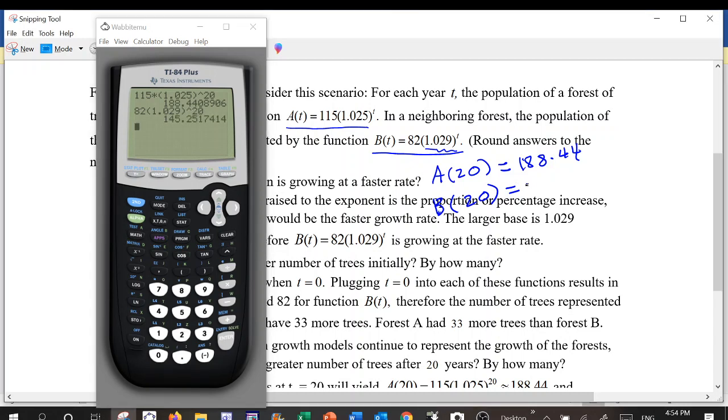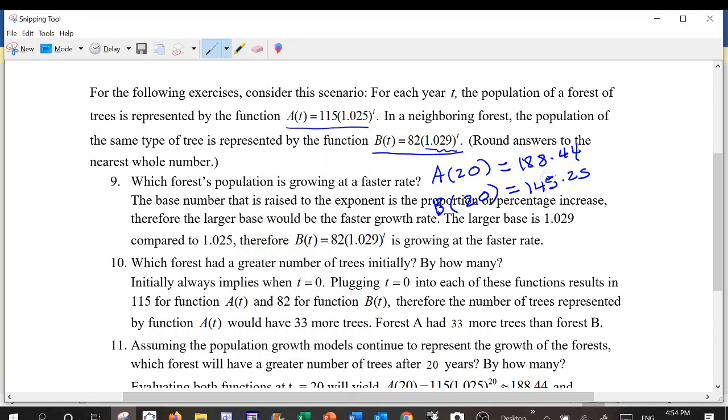So that's 145.25. Now, which one has more trees after 20 years? Well, A, but we said this is growing faster. But it is true, this is growing faster, and it's starting with a smaller number of trees. This one is growing slower, but starting with a larger number of trees. So it's going to take some time for this to catch up, right? So 20 years is not enough for it to catch up. But if you go later, let's say at 40 years, then you're going to see.